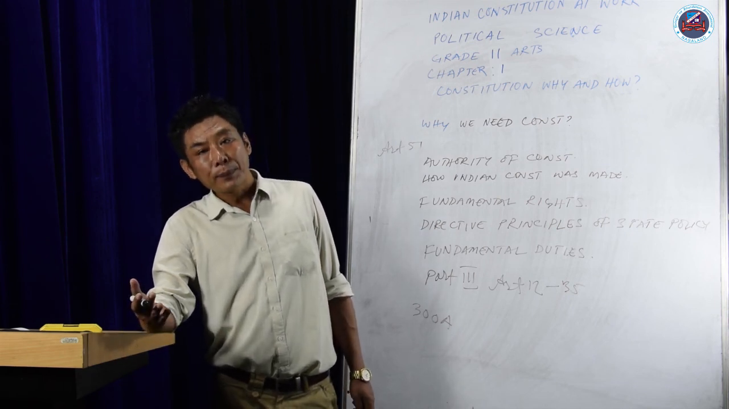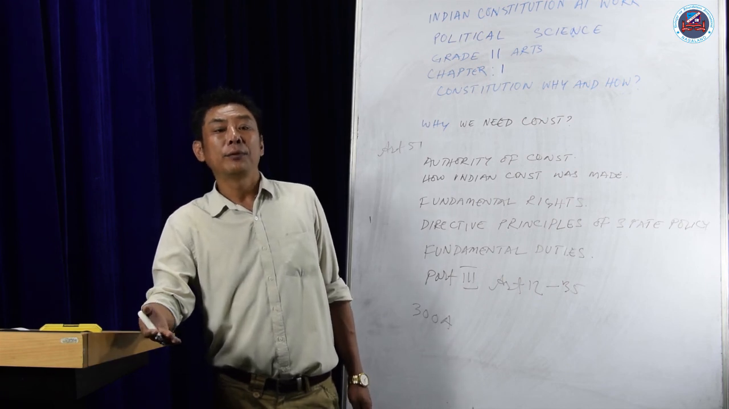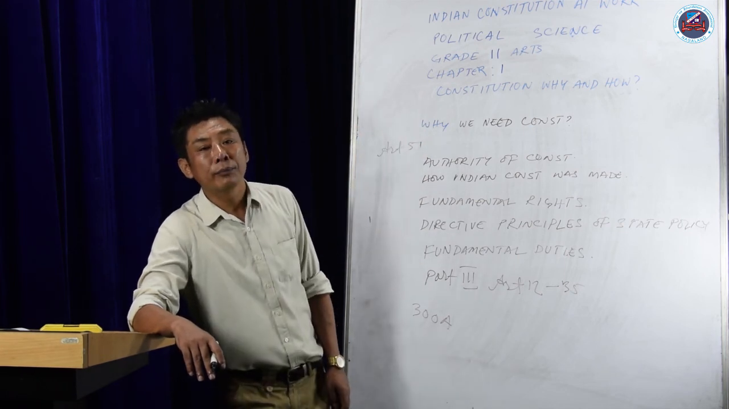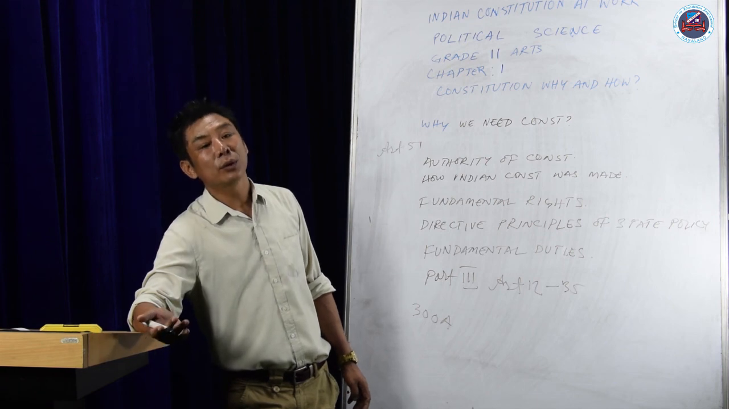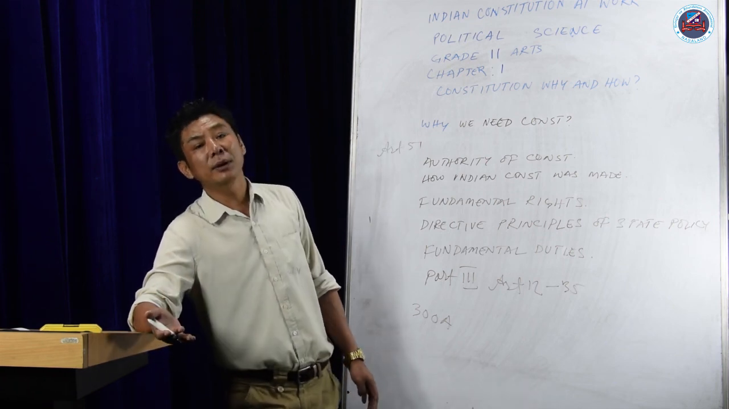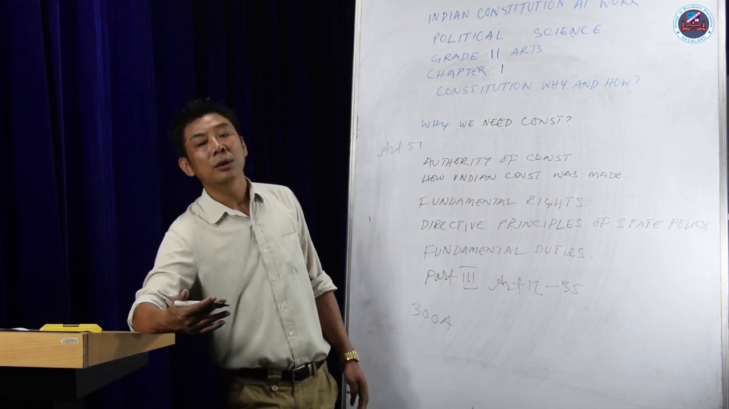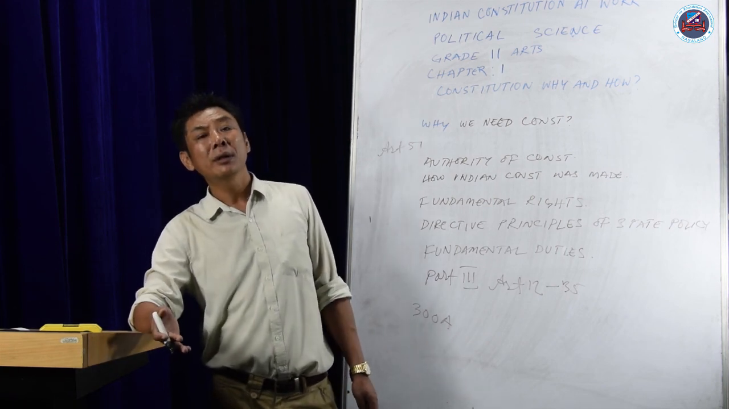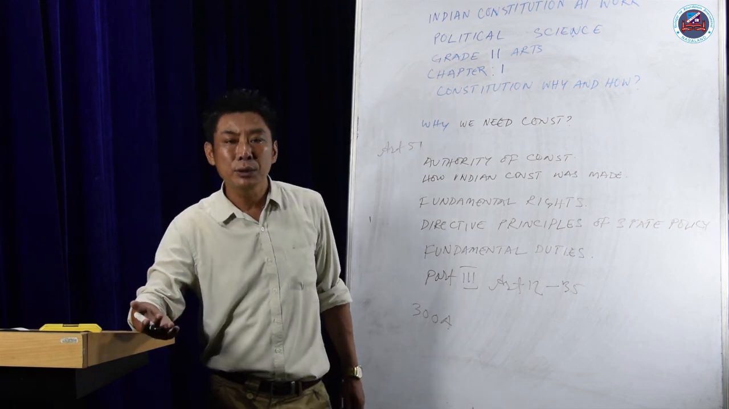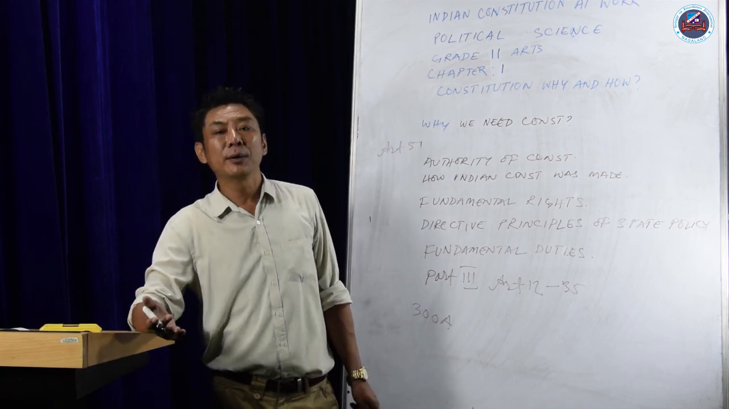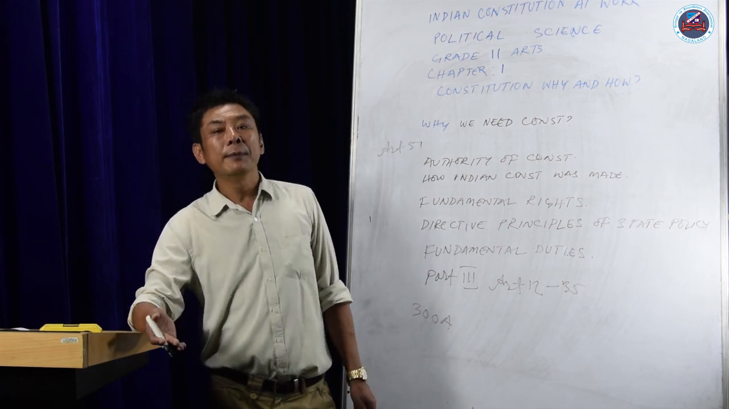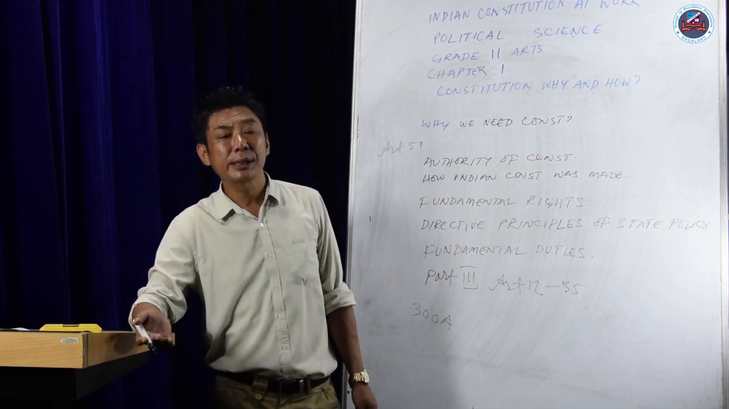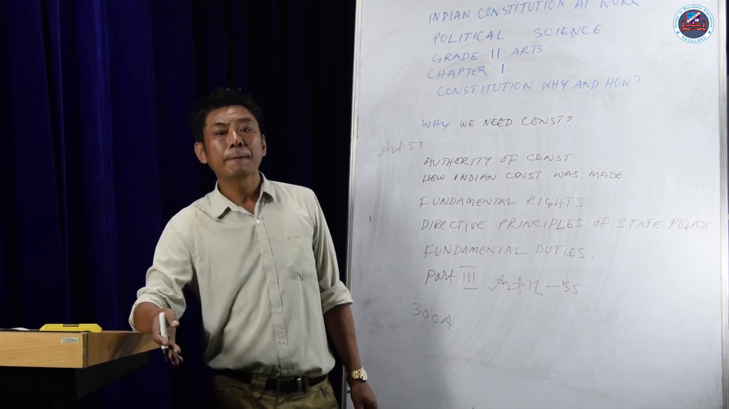So these are some of the highlights of the first chapter, Constitution, why and how. In this chapter, we have discussed what a constitution is. We have discussed the significance of the constitution. We have discussed the source of authority of the Constitution of India, and we briefly discussed how the Constitution was made, and we discussed the fundamental rights, the directive principles, and the fundamental duties. So with this, we close this chapter.